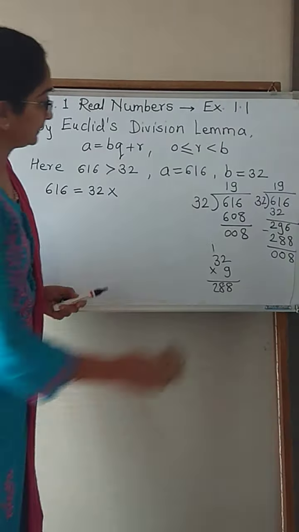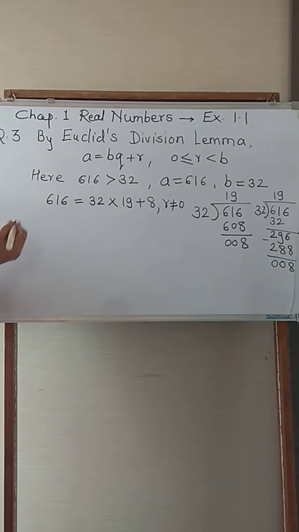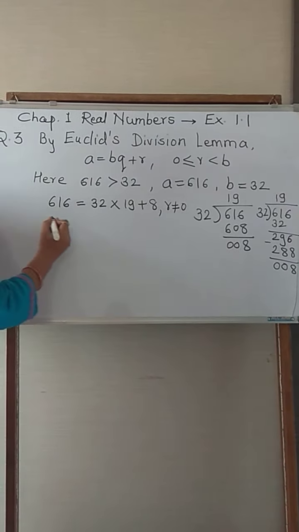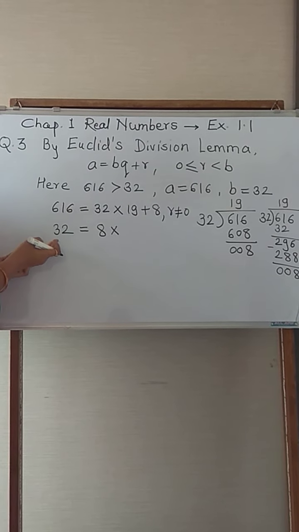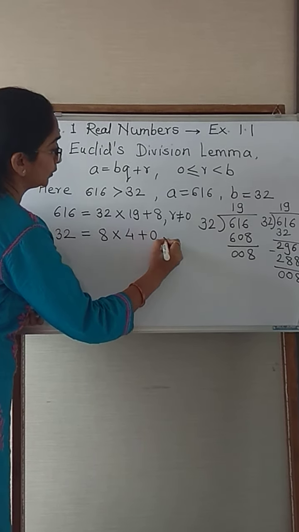So write this in the Euclid's division algorithm pattern. 616 = 32 × 19 + 8. Again here the remainder r is not equal to 0. So we have to proceed to the next step. We have to apply Euclid's division lemma to 32 and the remainder 8. So 32 = 8 × 4 + 0, as we know the table of 8, 8 4s are 32. So here r is equal to 0.